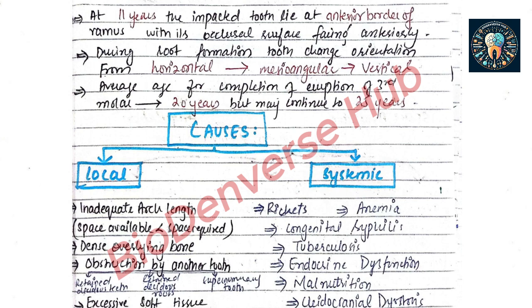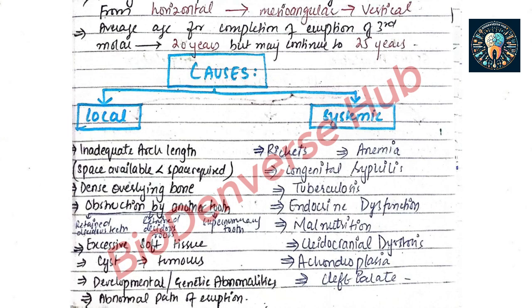So first of all, the local causes involve inadequate arch length, that is, the space available is less than the space required. So it will definitely lead to the impaction of the tooth. Then dense overlying bone that remains a physical barrier for its eruption. Obstruction by any other tooth, that may be a retained deciduous tooth, retained deciduous roots, or a supplementary tooth, can result in the impaction of a tooth. Any excessive soft tissue that is present again presents a physical obstruction or barrier.